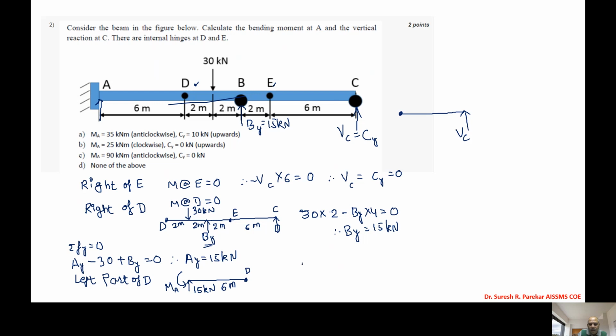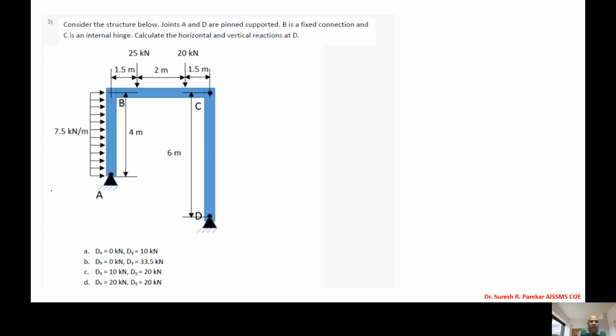So we can have moment about A equal to 0, and then 15 into 6 minus Ma is equal to 0, and therefore Ma is 90 kilonewton meter. Again we have anti-clockwise, so we have option C. So option is C. Now we will go to the third problem.